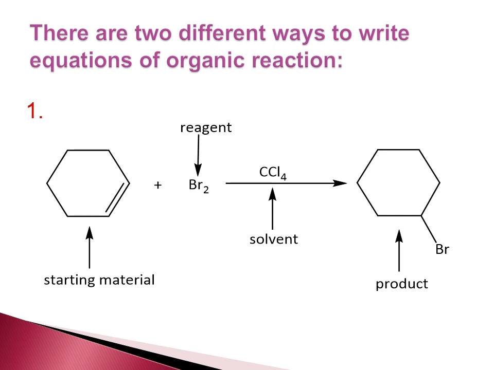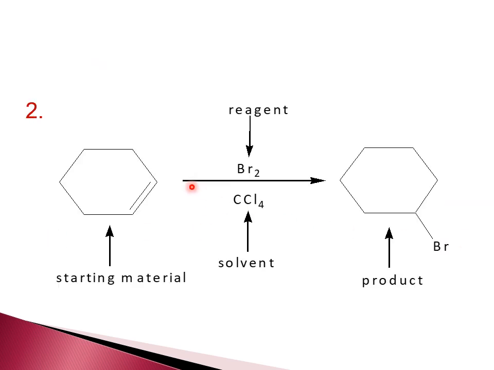There are two different ways to write the equations. First, this is the reactant, this is the reagent, and this is the condition. The condition is put on top of the arrow, whereas the reagent is put after the plus sign. The reactant and the product are in the normal place. The second way is that we put the reagent on top of the arrow and the condition at the bottom of the arrow. This would definitely save space, of course.